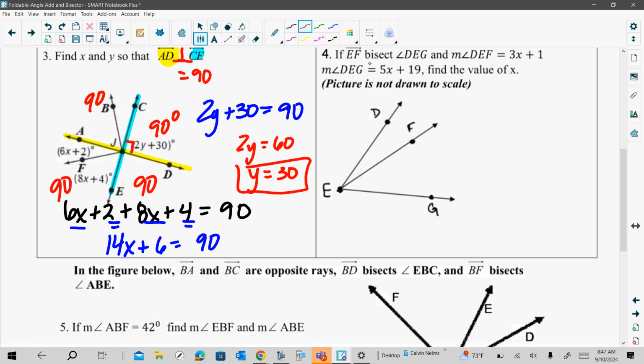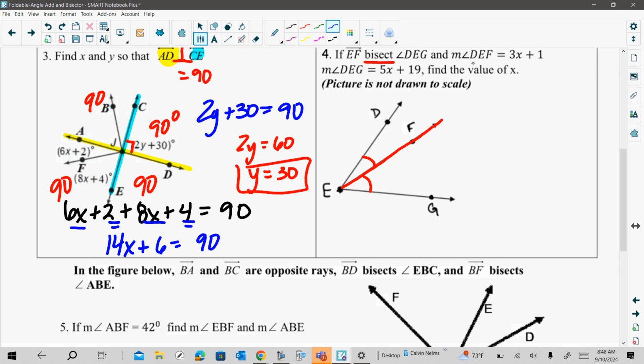Number 4, the keyword is bisects. It's not drawn to scale, meaning it doesn't look like it's cutting it evenly in half. But because it says bisects, you have to know that angle DEF is congruent to FEG, even though it doesn't look like it. That's what it means to be not drawn to scale. It's not perfectly scaled to bisect into 2 equal parts.